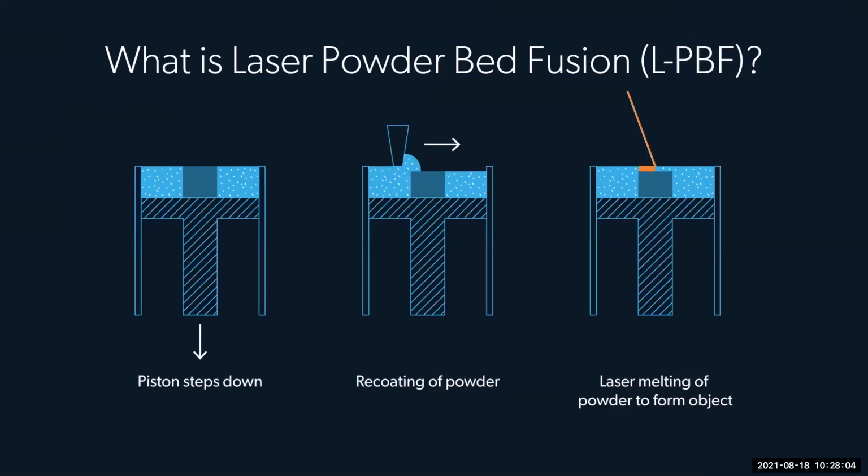And then going into a high-level overview of the type of metal additive we're talking about here, laser powder bed fusion. This is a really common type of metal additive, mostly because of its ability to produce high-quality parts. It's a layer-by-layer process. The way it works is there's a build plate that's riding on a piston.